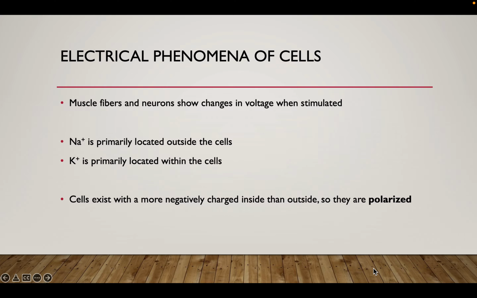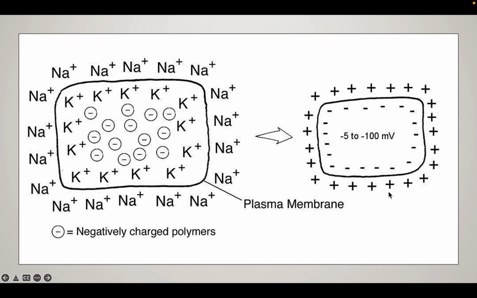So we call sodium the primary extracellular electrolyte. We call potassium the primary intracellular electrolyte. And we'll see how these will move in order to produce changes within a cell. So here you can see we are polarized. We have a difference in charge from the inside to the outside. Lots of sodium on the outside, very little on the inside. Potassium, lots on the inside, very little on the outside.